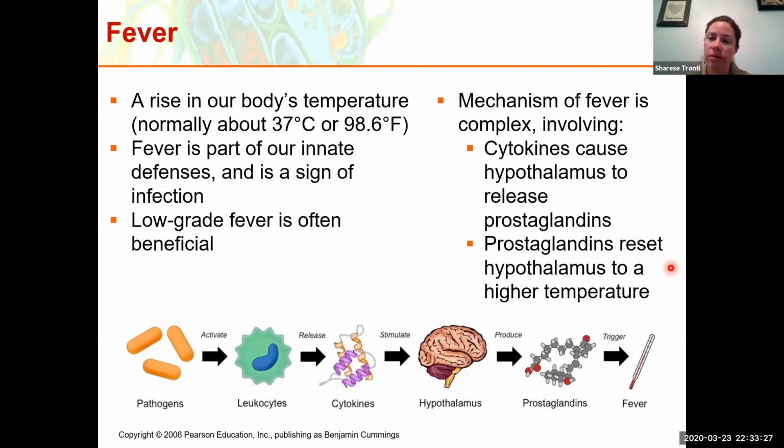But how fever occurs is cytokines cause the hypothalamus to release prostaglandins. And prostaglandins tell the hypothalamus to reset its temperature to a higher temperature.